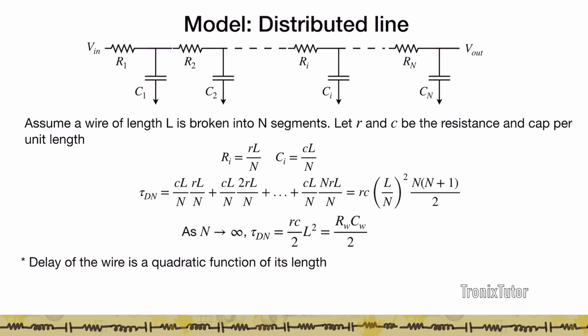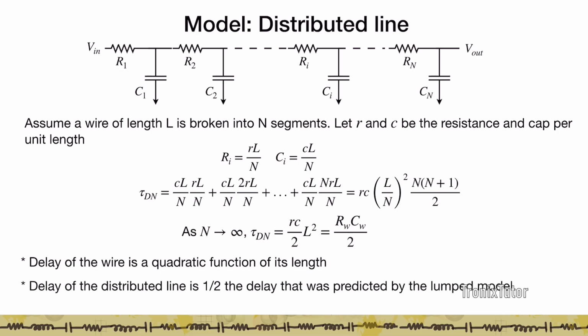So which means that as you make your wires longer, the impact on the delay is not linear but quadratic. So it becomes harder and harder to work with longer wires. And secondly, the delay of the distributed line is half the delay that would have been predicted by the lumped model. Hence, almost always we never use the lumped model because it is overestimating the delay of a given line.